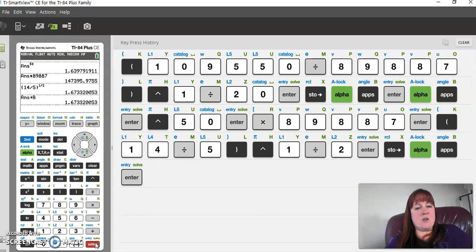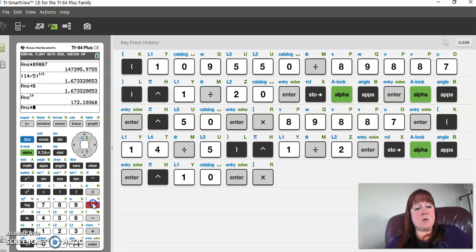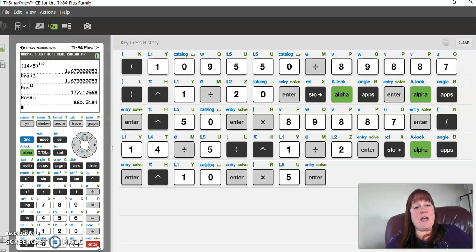So that's my value. And now it asks, what is the population going to be after 10 years? So this is my growth rate. So this is b to the 10th, not 10 years, sorry, 10 hours. B to the 10th is going to equal this number, and then I multiply it by how many I started with, which was 5, and that's going to be 860.5184.